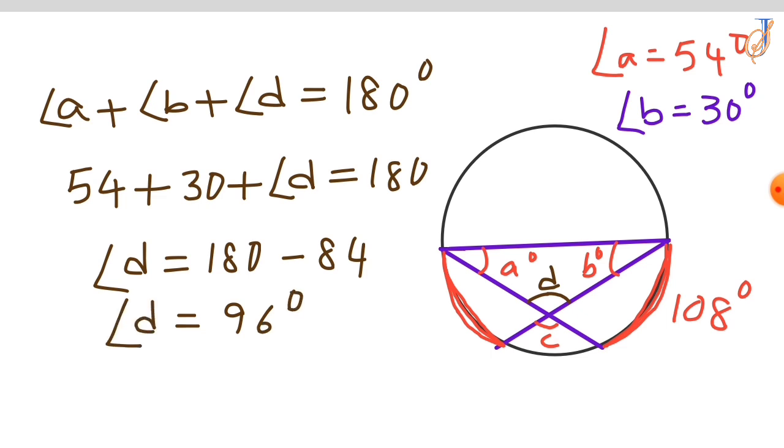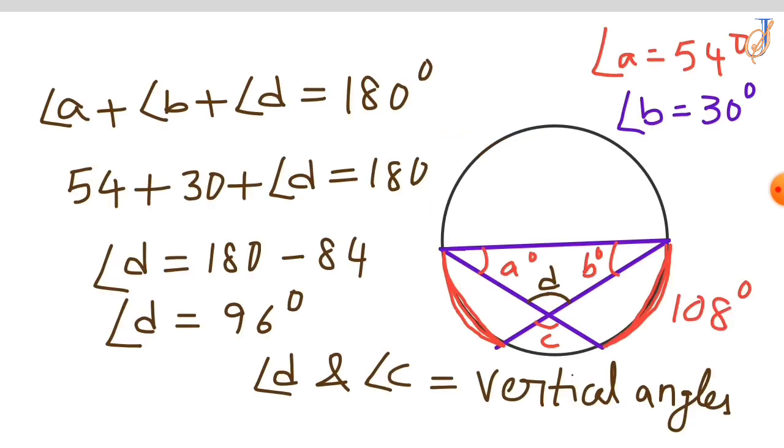And observe here, angle D and angle C are vertical angles, isn't it? When two straight lines intersect with each other, vertical angles are formed. From this we can say that angle D is equal to angle C. So if angle D is 96, we can say that angle C is also 96 degrees. Like that, simply we can find angles using the theorems. Let's go for another one.